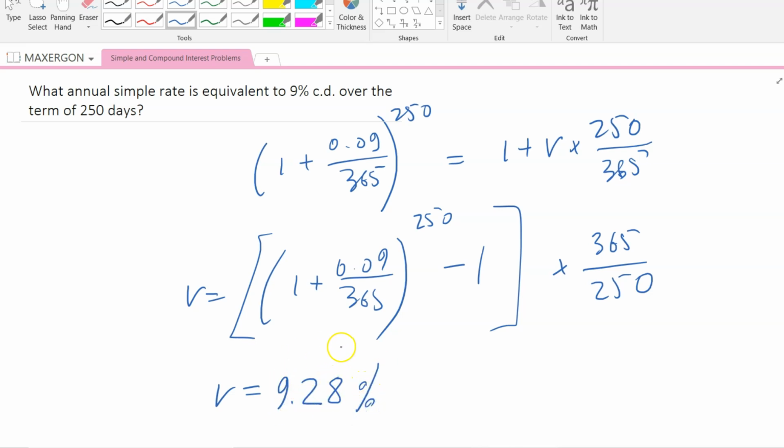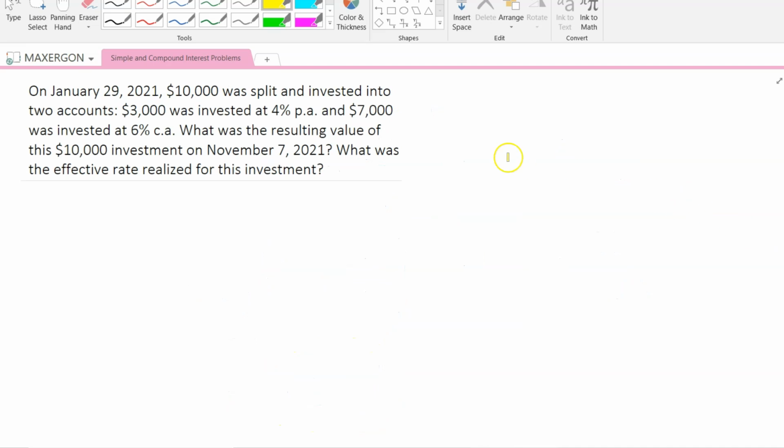9.28% rounded to 2 decimals. So that's the answer. 9.28% simple rate is equivalent to 9% compounded daily over 250 days. Now we will proceed to the next problem.